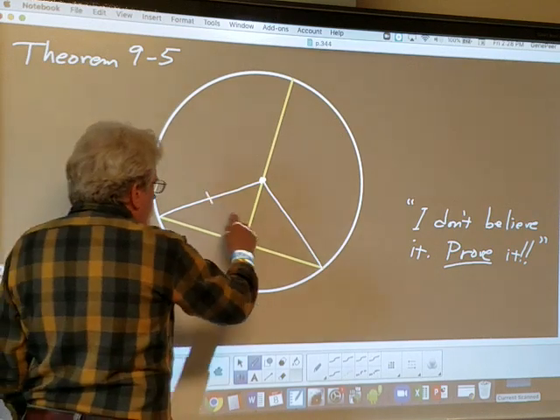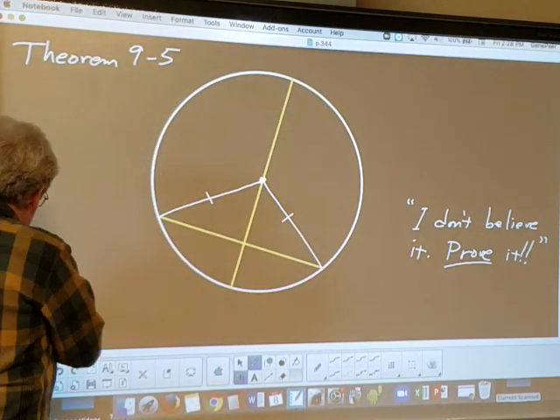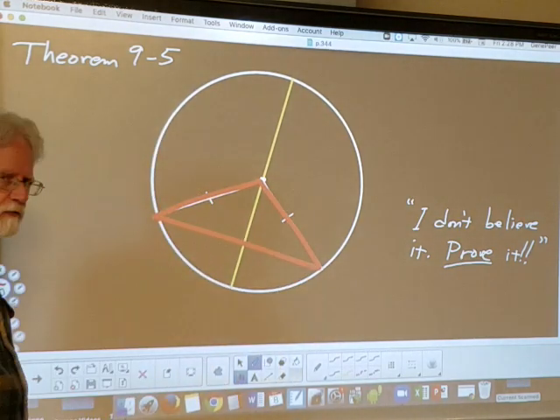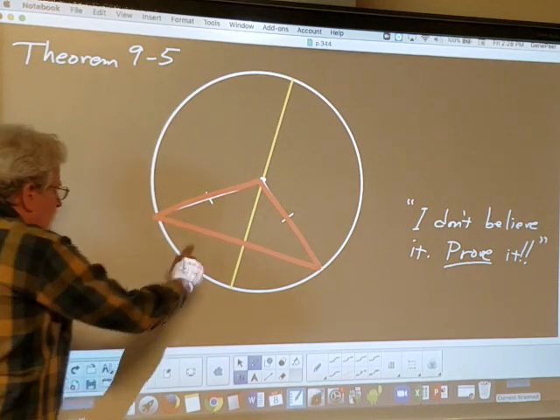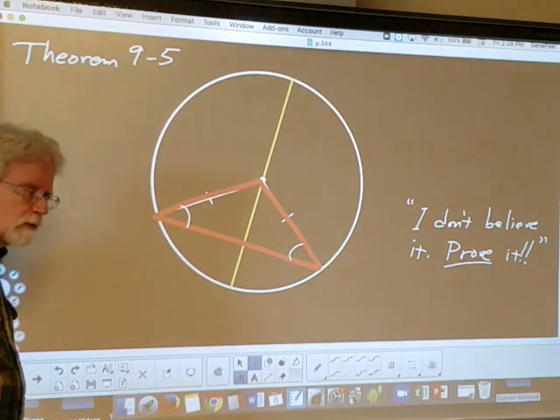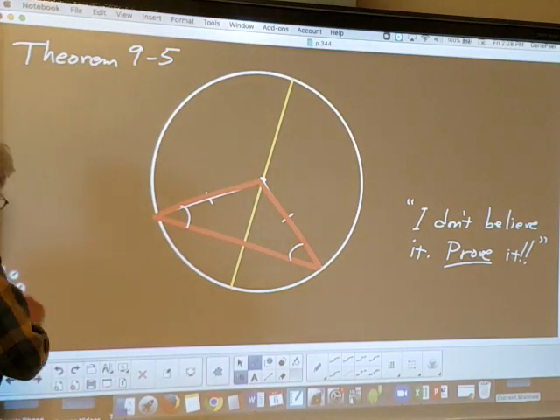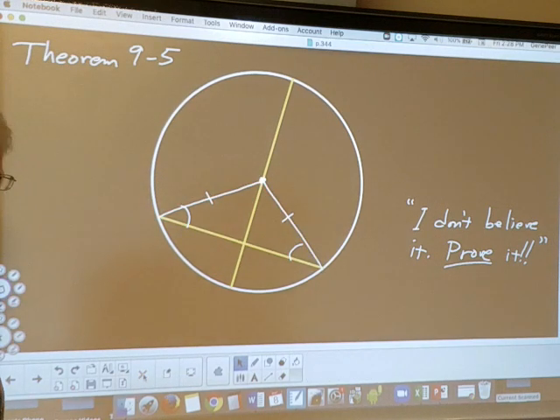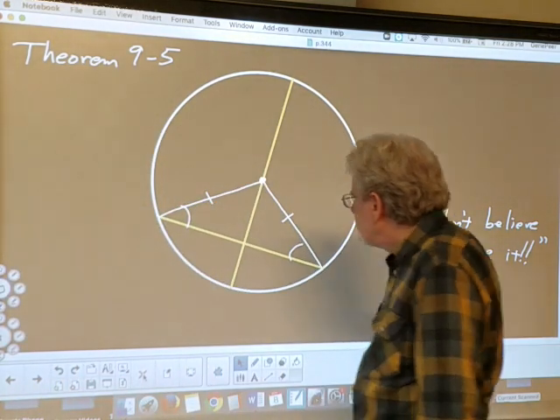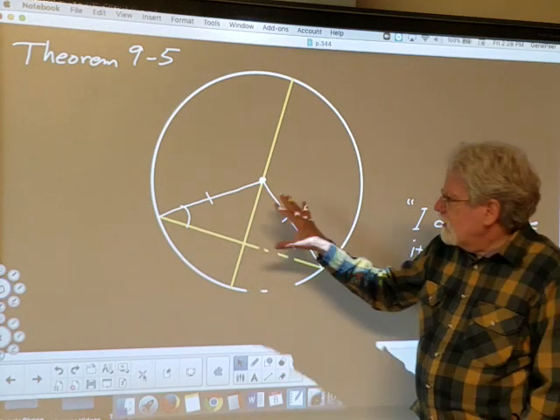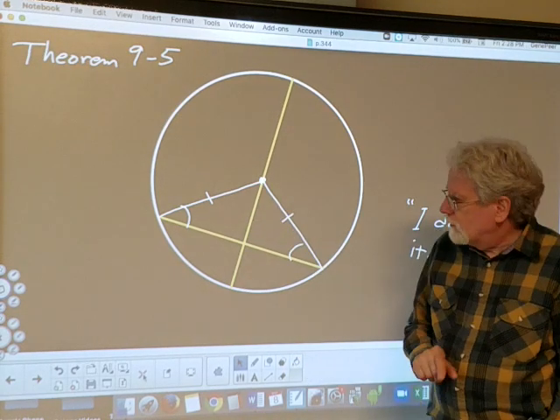Radii are all congruent. That makes this red triangle an isosceles triangle, which means that this angle has to be congruent to this angle. Base angles of an isosceles triangle are congruent. All right, now let's get rid of the red. So we have those two angles congruent. Well, thinking back to the old chapter on congruent triangles, do we now have any way to prove that these two little triangles are congruent?